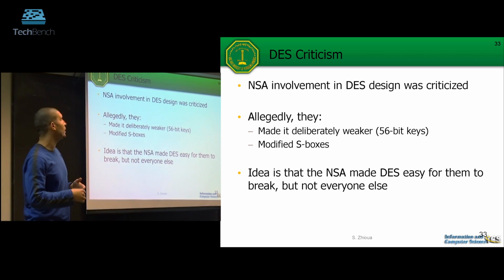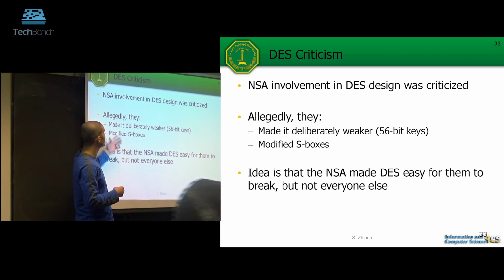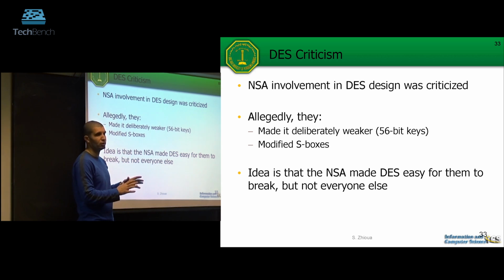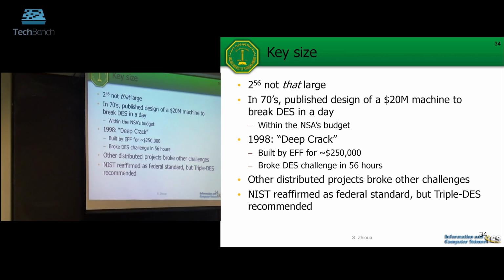If we believe these claims, they knew how to decrypt it from day one. This is why they kept using it. The idea is that the NSA made this easy for them to break, but not for everyone else. So the problem here is the key size: 2 to the power 56 possible keys is not large enough. There were several attempts to break DES, and some of them were successful.